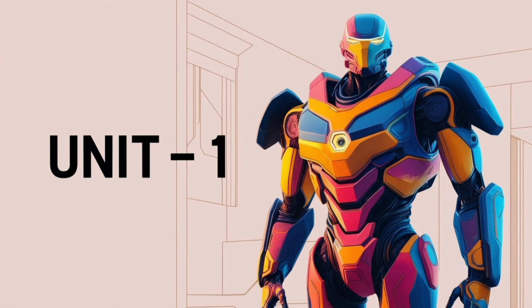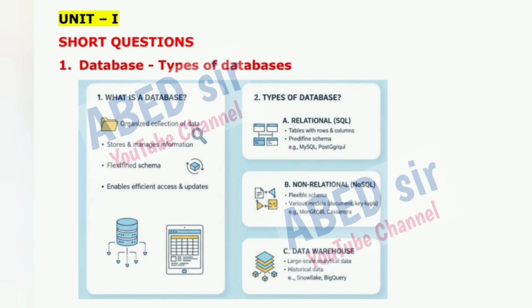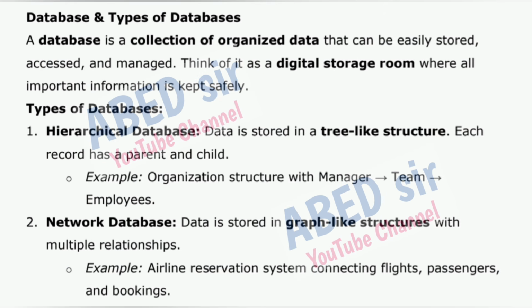Unit 1, first important short question is Database and types of databases. A database is a collection of organized data that can be easily stored, accessed, and managed. Think of it as a digital storage room where all important information is kept safely. Types of databases. 1. Hierarchical database.